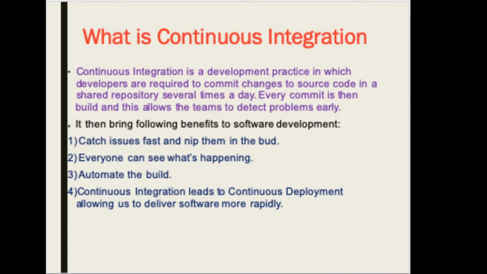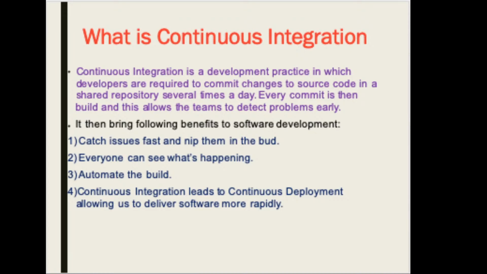Next, you need to look at what is continuous integration. Continuous integration is a development practice. What basically is carried out in continuous integration? Developers are required to commit changes to the source code. All these will go into a shared repository. That is what I told you. For example, it could be a GitHub. And this kind of changes that are committed to the source code might happen several times in a day.